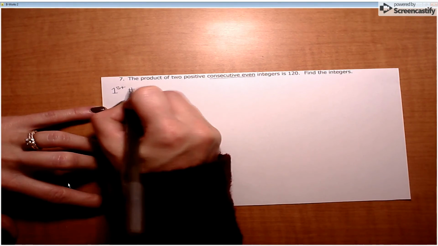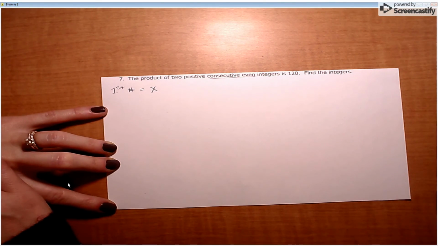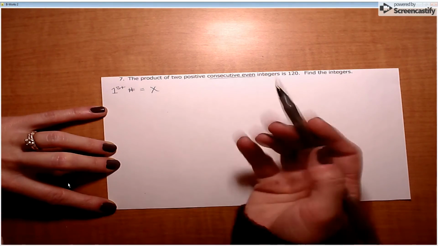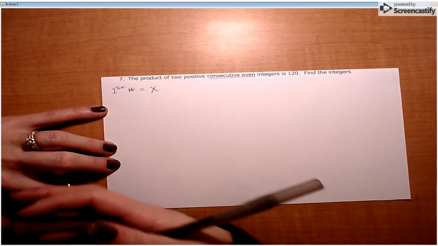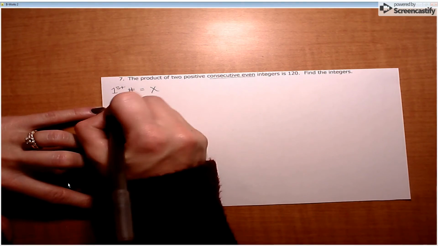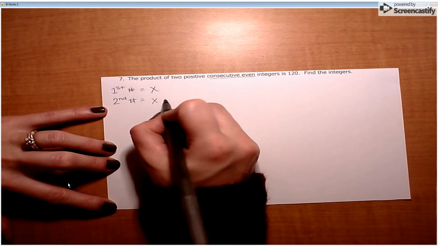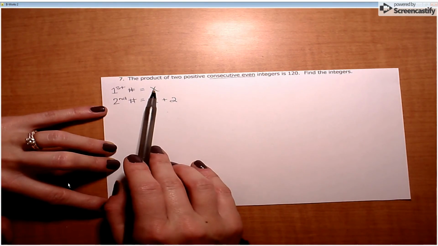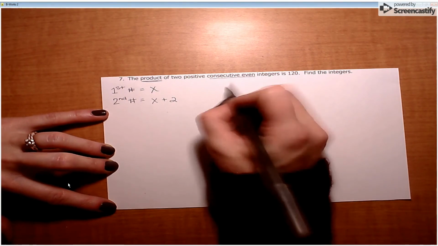So if my first number got labeled as x, the next even number would be 2 units away from where I started. If you think about the number 2, the next even integer would be 4. Those are 2 units apart. So my second number I could represent as x plus 2. So if x was 2, this would be 4. If x was 8, this would be 10.